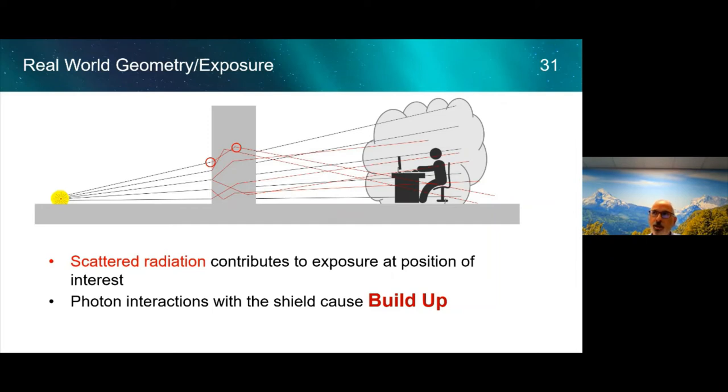I'm not a great fan of the term buildup because people tend to think buildup occurs in the shield, as if you're putting water in a bath and the bath fills up with water. It's not that kind of process at all. What's actually happened is secondary radiations are generated within the radiation shield and they're redirected to the position of interest, causing an increase in exposure rate. Therefore, you're causing the buildup, or an increase in someone's exposure.